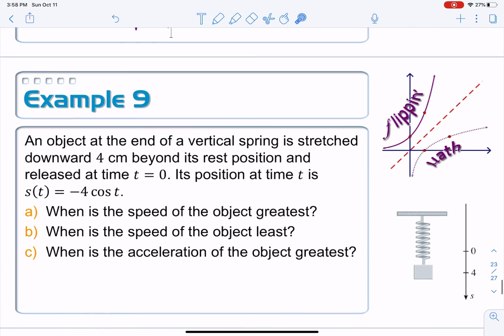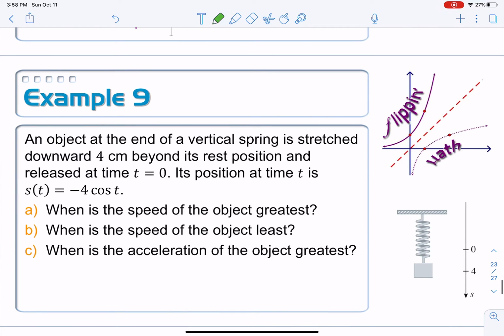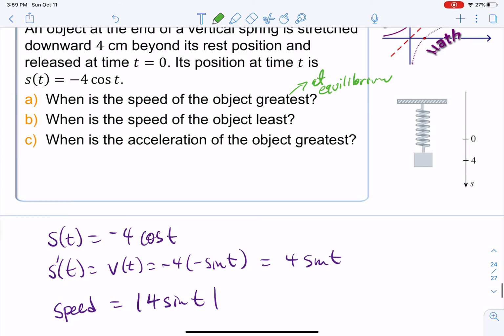So at the equilibrium for this spring, that's when your speed is greatest. Maybe I'll write something down. When is the speed greatest? At equilibrium. Did I spell it correctly? We'll go with it.